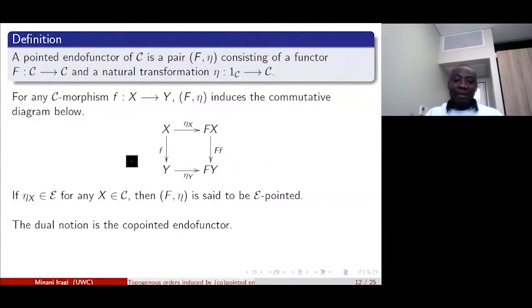Next, our aim is to construct new topogenous orders. But for us to do it, we want to use a categorical notion called pointed endofunctors. A pointed endofunctor on a category C is a pair consisting of a functor from the category to C, in fact an endofunctor, and a natural transformation. And because of the natural transformation, for each morphism in C, we have such a commutative diagram. And we have to notice, earlier we saw that our categories are assumed to have a factorization of morphisms. If each theta x is in E, I simply say that our pointed endofunctor is E-pointed.